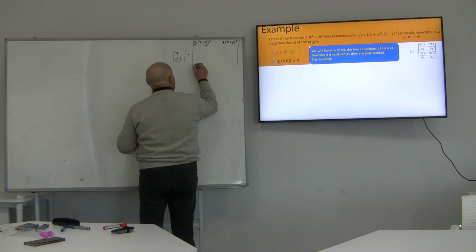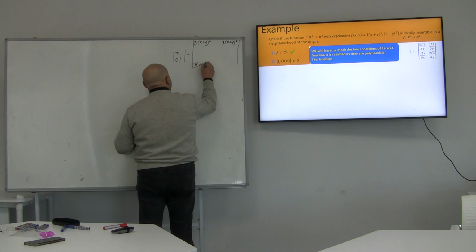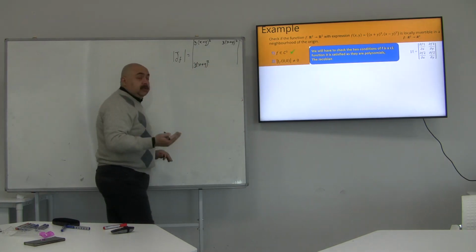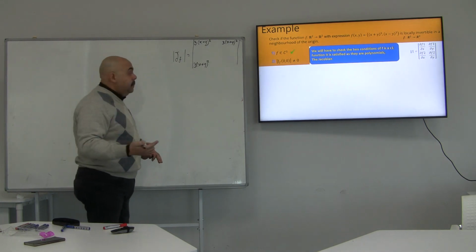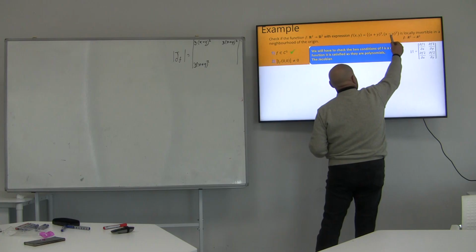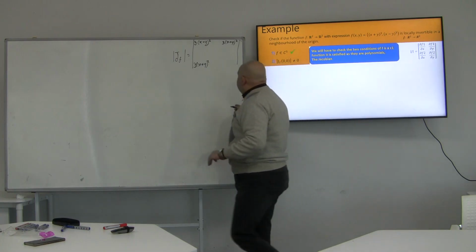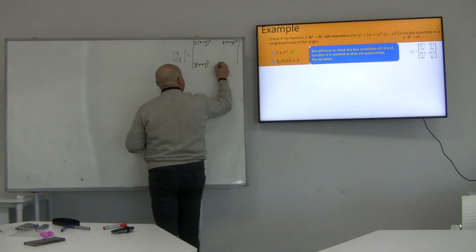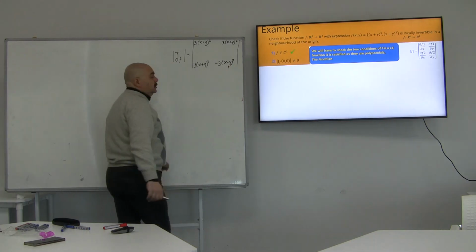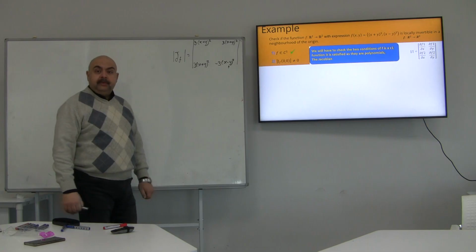With respect to x, it's going to be 3 times x plus y squared, and of course times 1 because the derivative of x is equal to 1. But for the other one, which is x minus y to the power of 3, the power goes down: 3 times x minus y to the power of 2, times the derivative of negative y, which is going to be negative 1. So this is the result that we are talking about.